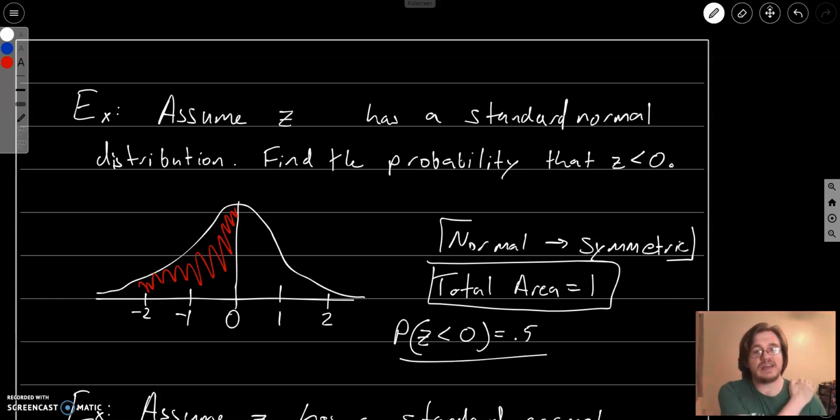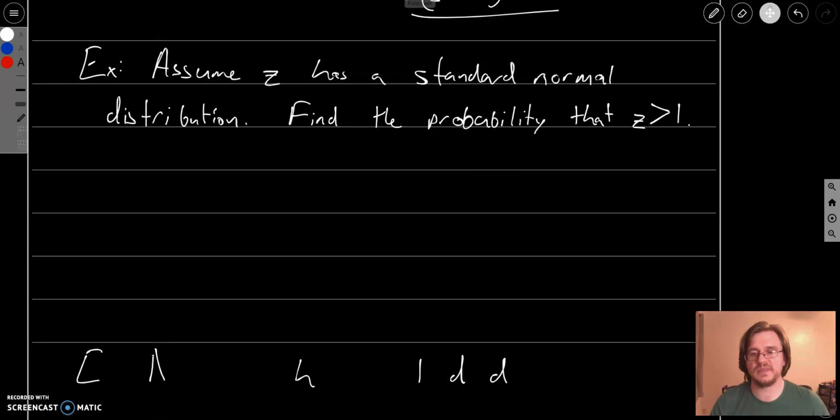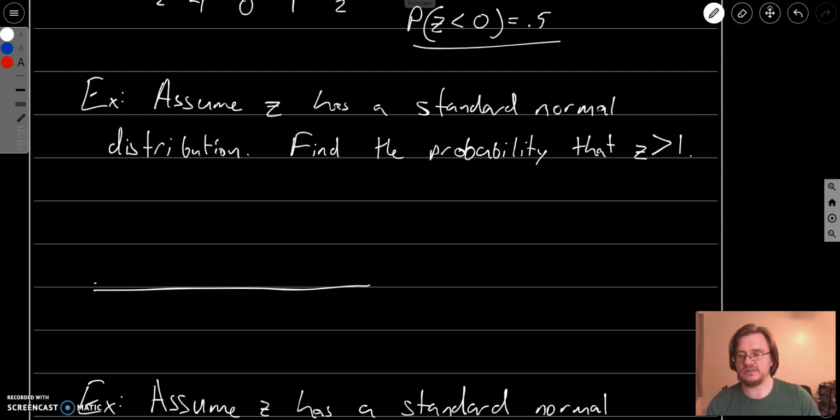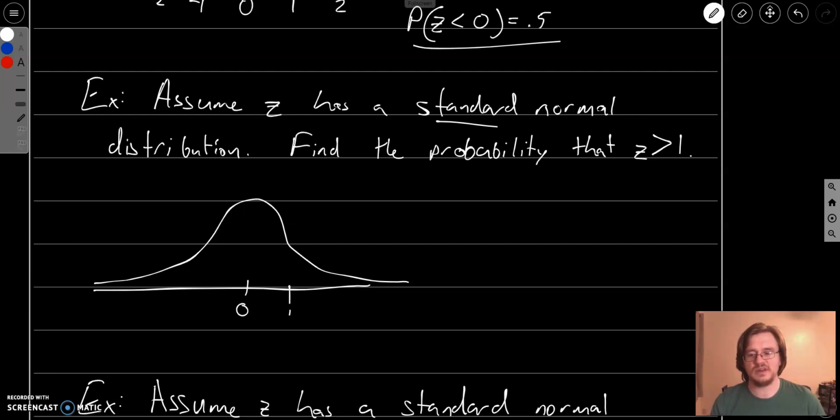So in this case, we could calculate this exactly. However, in other cases, it'll be a little bit harder. So let's assume that Z has a standard normal distribution, and let's find the probability that Z is greater than 1. Okay, so again, we'll draw ourselves a little picture of a normal distribution. And again, this is a standard normal distribution, so the mean is going to be 0, and the standard deviation is going to be 1. So here's our picture, and we want to find the probability that Z is greater than 1.